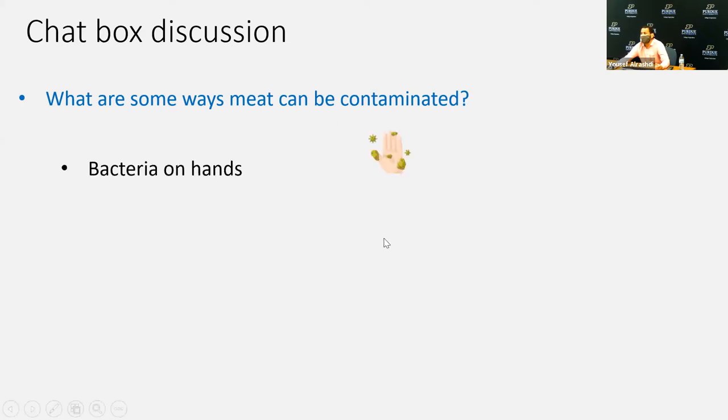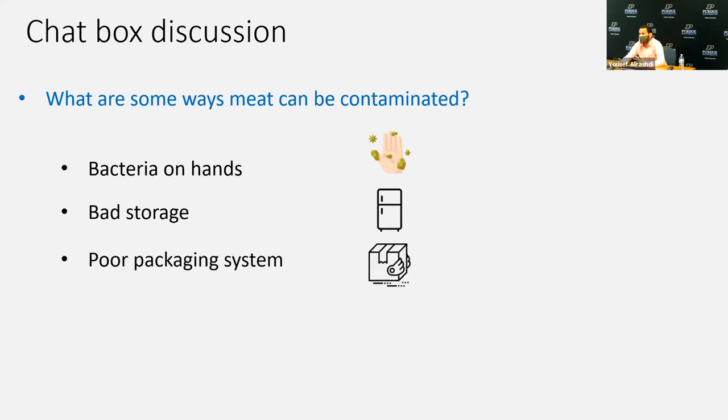Okay, now these are some ways that can cause the contamination. Sometimes, yeah, awesome, good idea. Good answer. These are some factors or reasons of contamination: bacteria on hands, bad storage, and poor packaging system. And now we will focus on two things: bacteria on hands and poor packaging system.